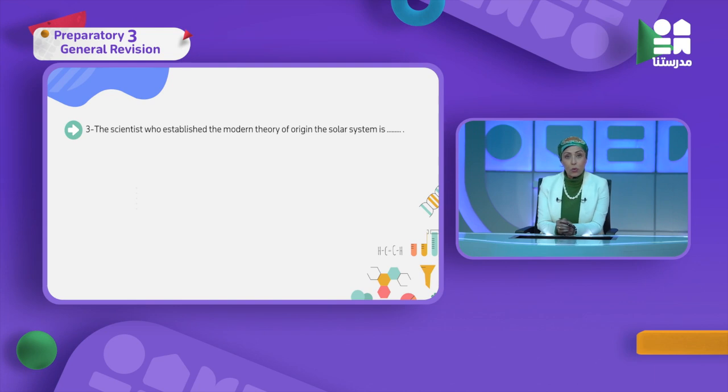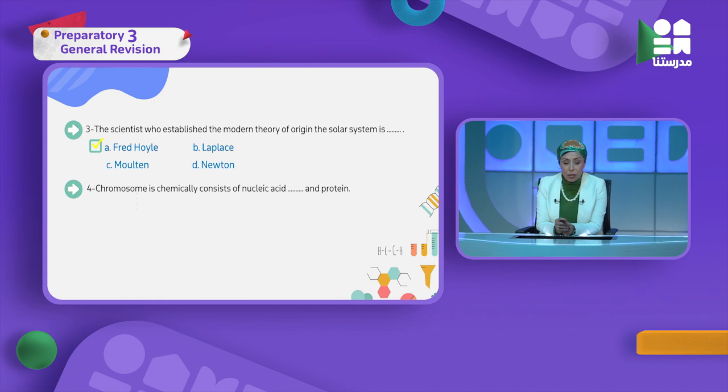The scientist who established the modern theory of the origin of the solar system, which scientist? Of course all of you can answer it. Is he Fred Hoyle, Laplace, Moulton or Newton? So he's Fred Hoyle. He is the owner of the modern theory.